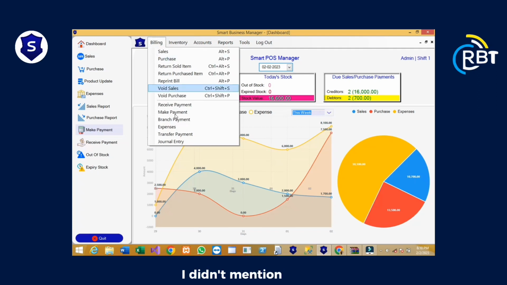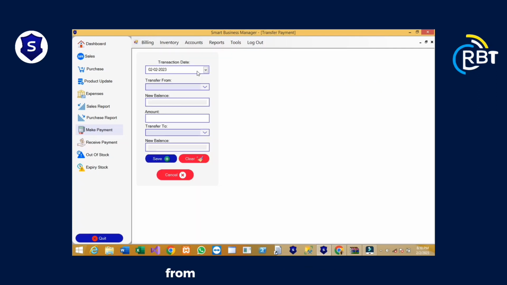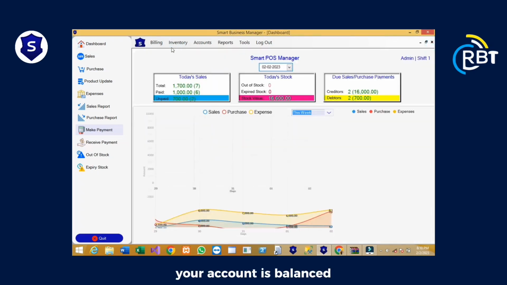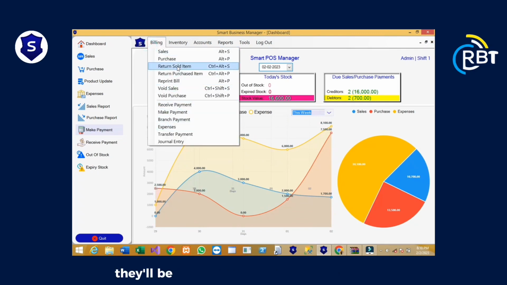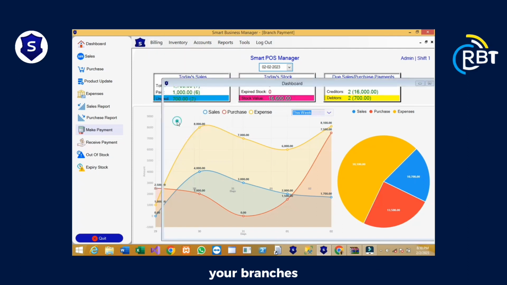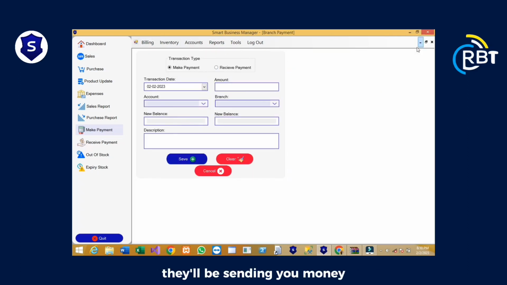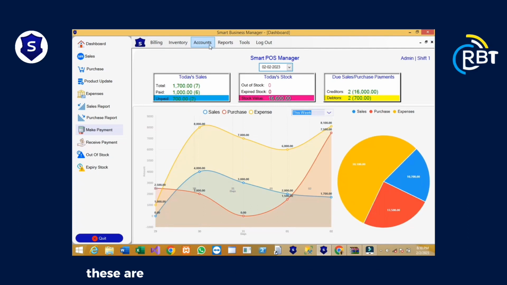Like I said, I didn't mention earlier that you can actually move money from your bank to your cash. Let's say I have this money from First Bank, I can withdraw it. I have 600, I can withdraw all of the 600 into my cash, right? My cash is already minus, so I could just reduce the amount here and all of that. All of this is to make sure that your account is balanced at every point in time. All your branches will be making payments to you. Of course, you'll be receiving money from them, they'll be sending you money and all of that. So these are all you need to do.